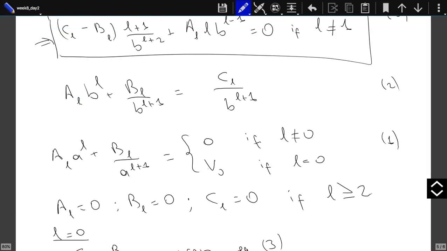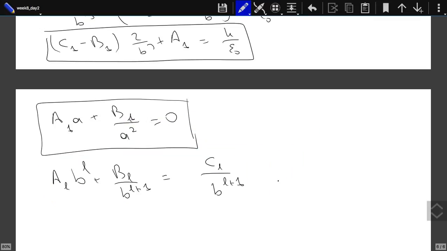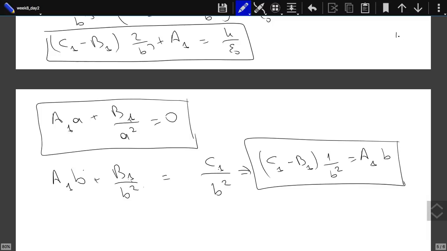And finally, we have this one. Again, of course, written for L is equal to 1. Or we can write it in a different form, C1 minus B1 times 1 over B squared is equal to A1 times B. Let me give them some names, 4, 5, and 6. So we have to solve these equations 4, 5, and 6. Equation 6 just tells me that C1 minus B1 should be equal to A1 times B cubed.